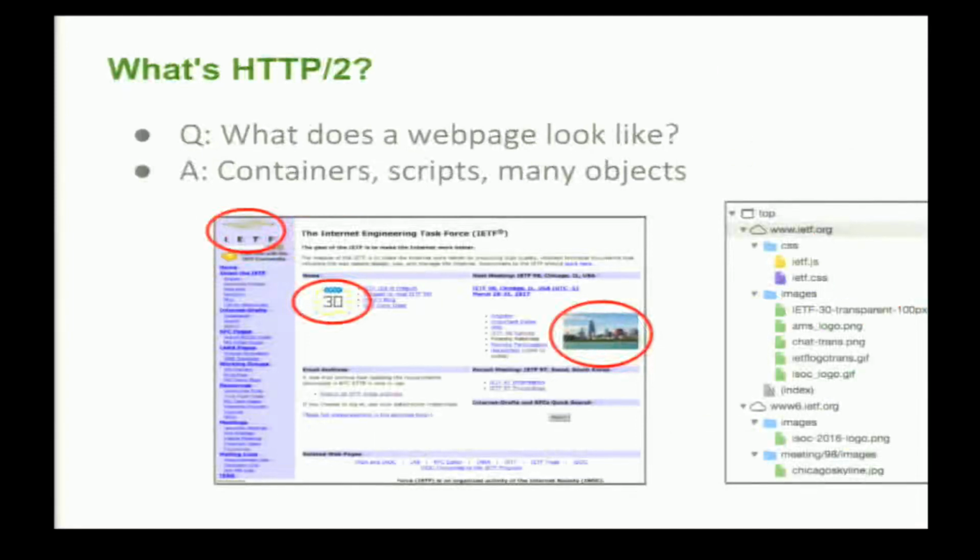with what HTTP 2 is before we actually get into what QUIC is. And actually, before we talk about what HTTP 2 is, we need to understand what a web page looks like. Because we're going through a brief history of HTTP first before we get to QUIC itself. So what does a web page look like? Well, it looks like this. There's the IETF web page. There's a bunch of objects, scripts, various things that you're familiar with. Lots of things essentially make up a web page.